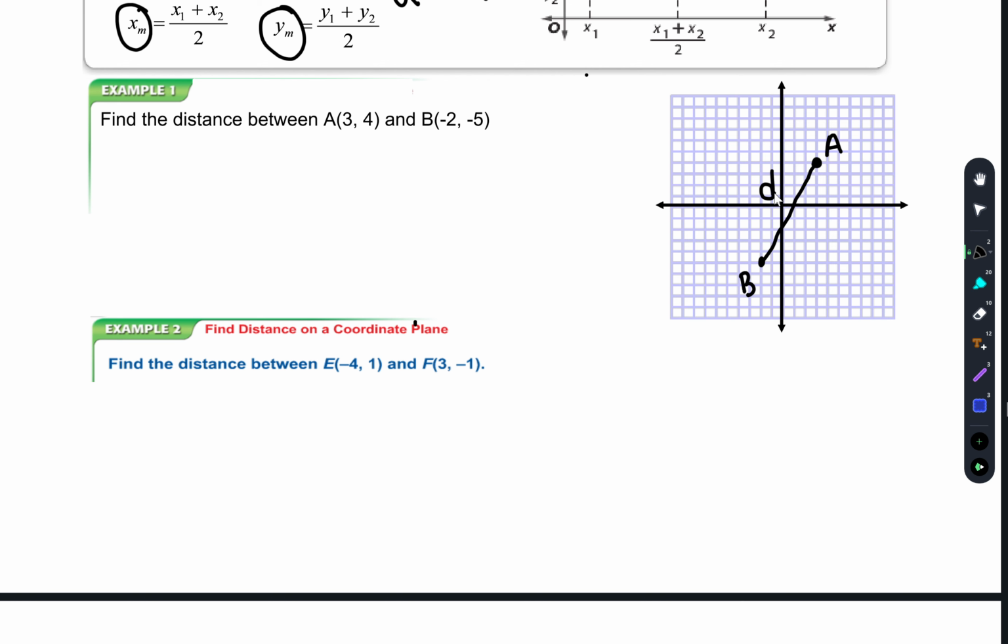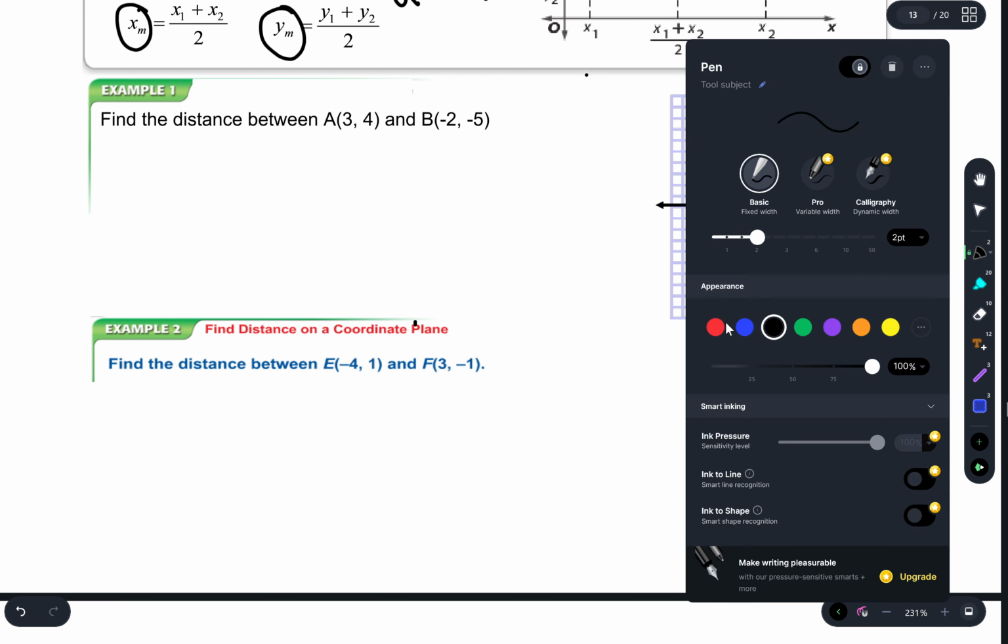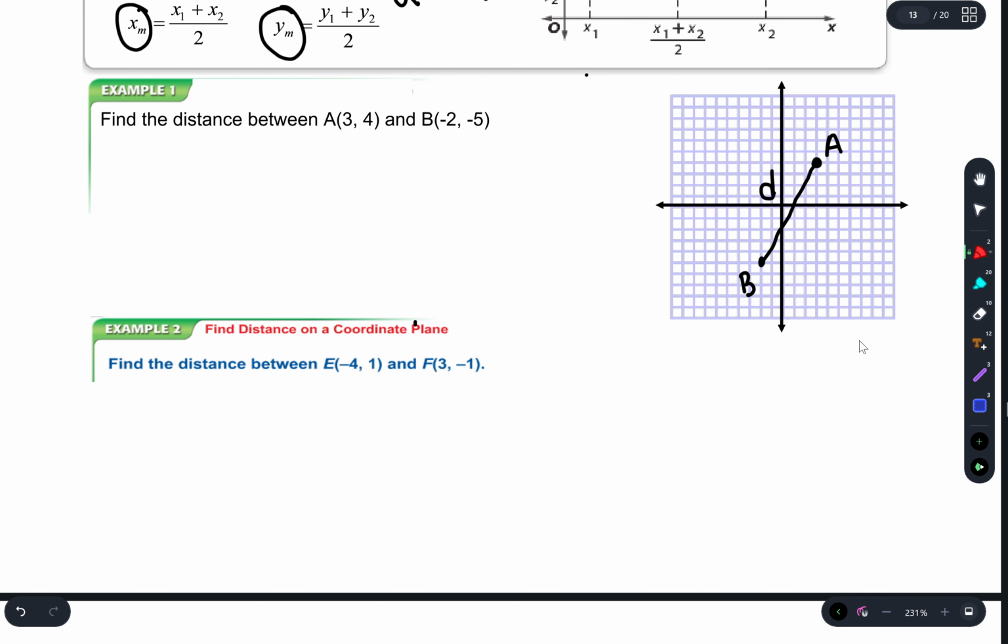So I want to figure out what that is. It's a slanty line, so I can't just count the boxes, right? I have to use the Pythagorean theorem. So I am going to take my box here, and I'm going to connect them up horizontally. So starting with B, I'm going to go all the way over. And then with A, I'm going to go all the way down until they connect up. Can we see that?